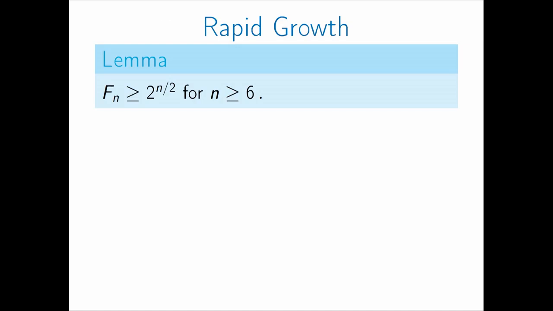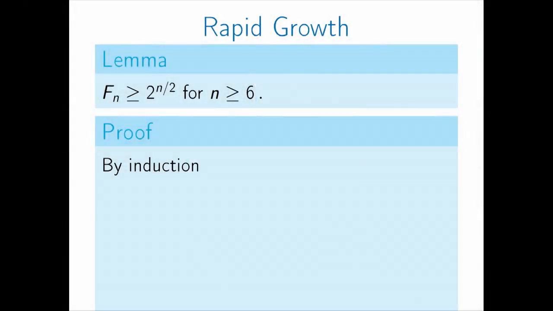Now, because rabbits are known for reproducing rather quickly, you might assume that this sequence therefore grows quickly. And in fact, it does. It's not hard to show that the nth Fibonacci number is at least 2 to the n over 2 for all n at least 6. And the proof can be made by induction.